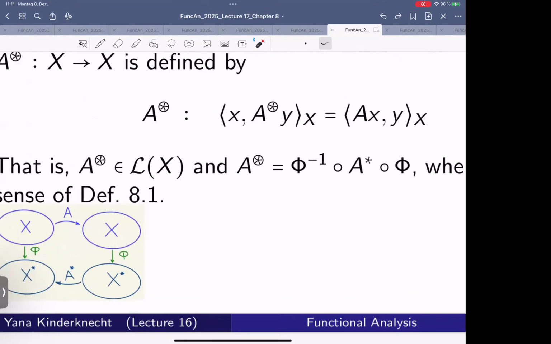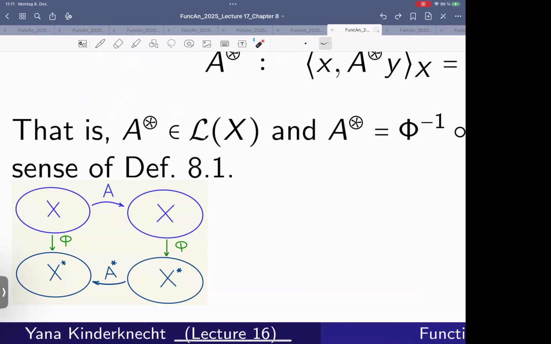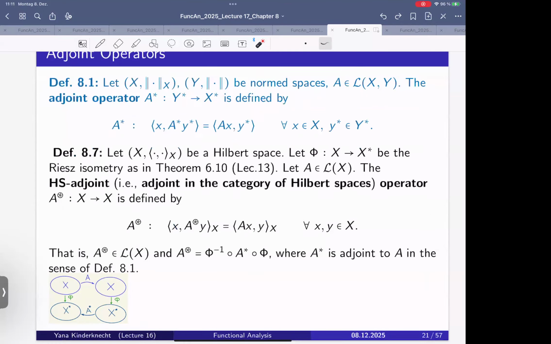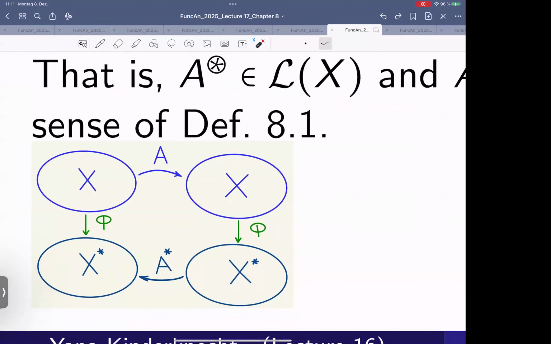So once again, we have definition 1. For the general case, X and Y are norm spaces. Now we consider the situation where X is not just a norm space, but a Hilbert space, and Y is equal to X. And coming back to this situation, I may define A star as before in definition 8.1, and it acts from X star to X star. So A is here, A star is here. And now I can lift all this picture, so this level I can lift here on this level using the Riesz isometry.